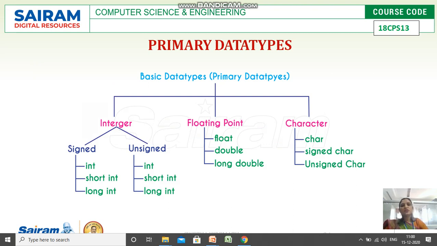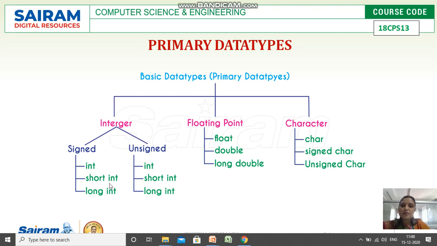First, moving to the primary data type. What are the different primary data types we have? Basic data types are also called primary data types or primitive data types. We have three categories in it: integers, floating points, and characters. Integers again consist of signed and unsigned numbers. In signed, we have int, short int, and long int based on the modifiers.